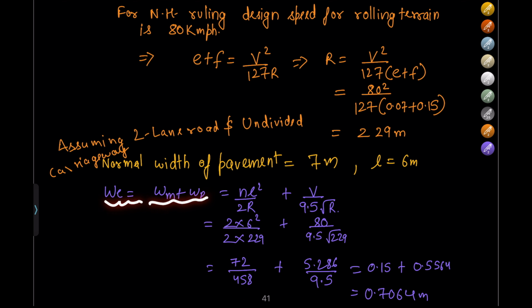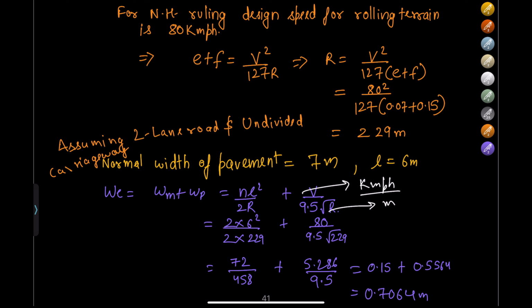It would be mechanical as well as psychological widening. So for mechanical widening, it will be equal to nl square upon 2R, and for psychological widening, it will be equal to V upon 9.5 under root R. You need to remember that here V is in kilometer per hour, and we need to input it in kilometer per hour only, and this would be in meters, right?